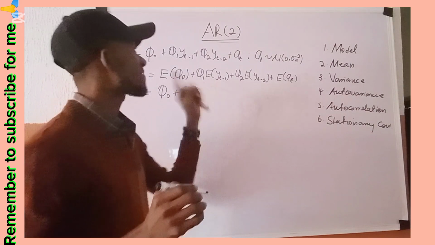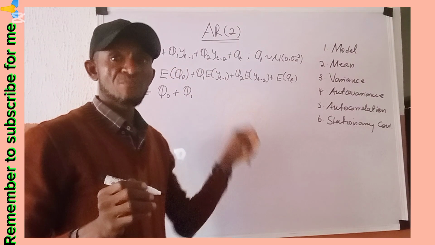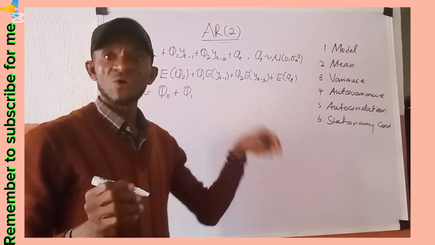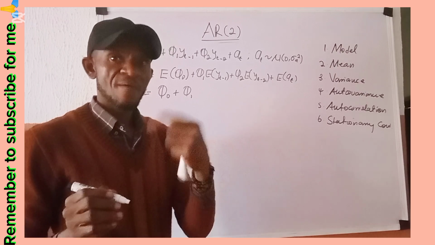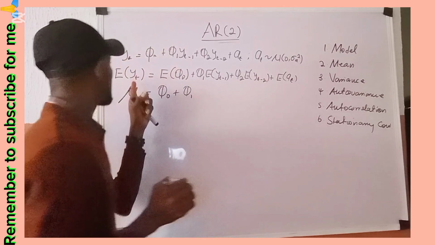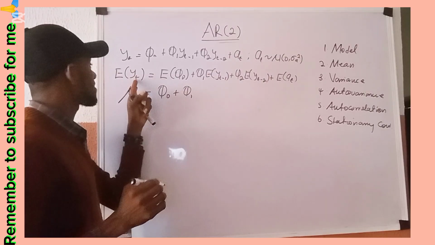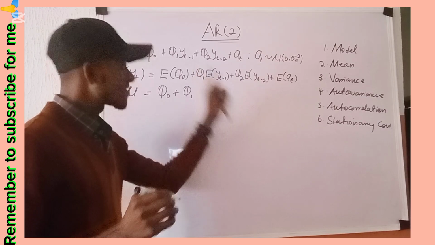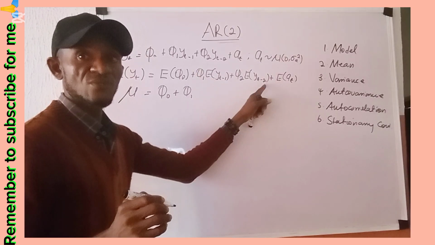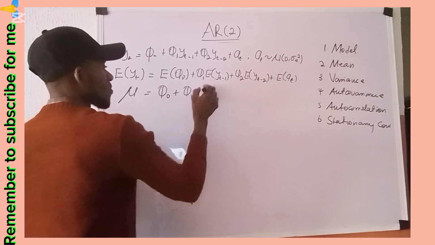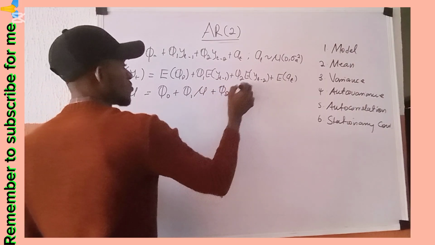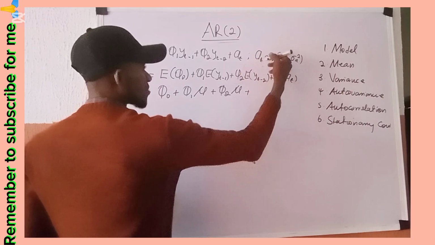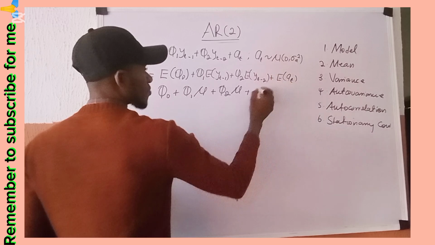Let me remind us that a stationary time series model has its mean, its variance, and its autocovariance constant over time. By implication, the mean of the series at time t is the same thing as the mean of the series at t minus 1, which is the same thing as t minus 2. So here equally becomes mu plus phi 2 mu plus. We already said that this error term follows normal with mean 0. So here becomes 0.